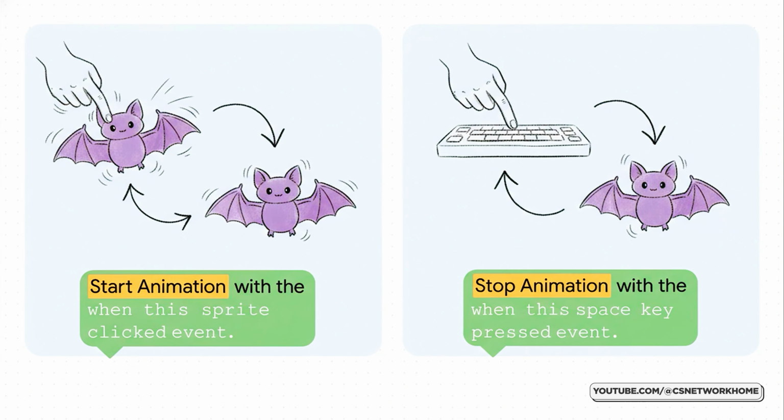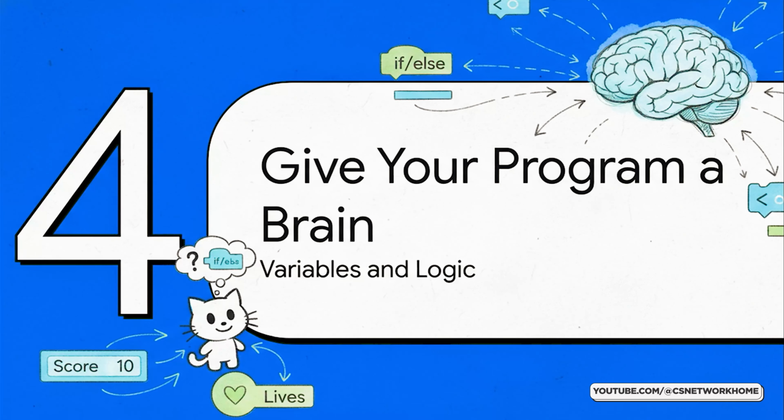Well, we can just as easily use another event like pressing the spacebar to trigger a stop all block. This is what programming is all about. Different triggers causing different actions. Making things move is a fantastic start, but the real fun begins when you give your program a brain. The ability to remember information and, more importantly, to make decisions. Let's talk about variables and logic.